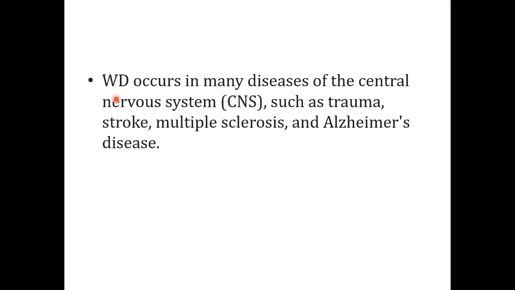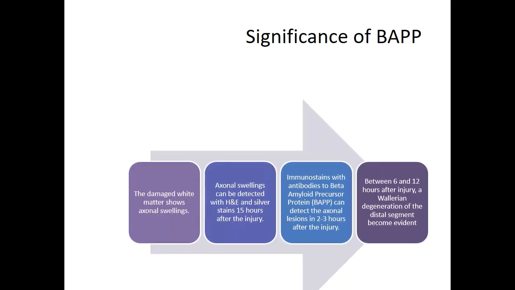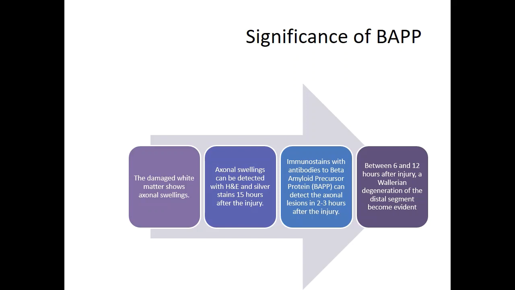Now, Wallerian degeneration occurs in many diseases, not only in trauma and stroke, but also in multiple sclerosis and Alzheimer's disease. Evidence suggests that Wallerian degeneration is one of the major causes for a non-reversible functional deficiency in these diseases. So now, coming to the significance of BAP. What is BAP? BAP is nothing but the beta amyloid precursor protein.